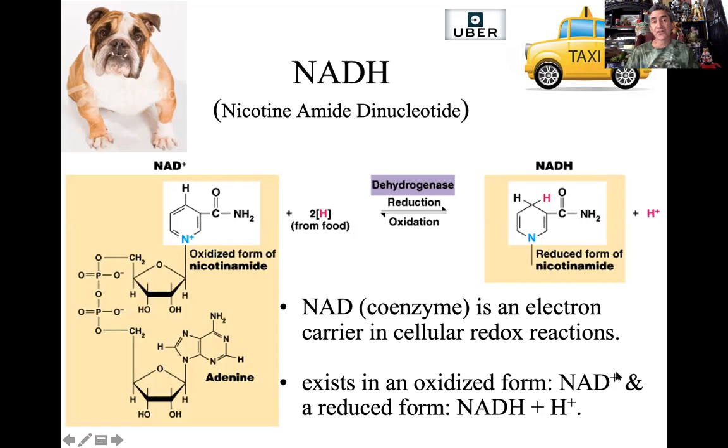Remember, oxidation leads to cationic charges. So NAD plus gave up the electron, NADH picked up the electron and the hydrogen luggage with it. I hope that's making sense, right? So NAD is an electron carrier in the cellular redox reactions, reduction and oxidation reactions, right? So it exists in the oxidized form, NAD plus, no electron, and the reduced form, NADH, yes electron and hydrogen luggage there. So it's the two things.